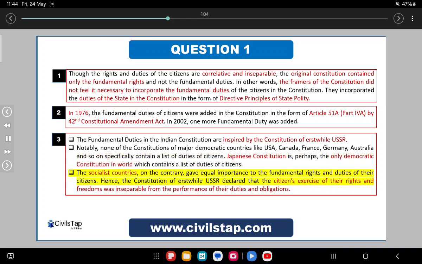The socialist countries, on the contrary, gave equal importance to the fundamental rights and duties of their citizens. Hence, the Constitution of the erstwhile USSR declared that the citizens' exercise of their rights and freedoms was inseparable from the performance of their duties and obligations.